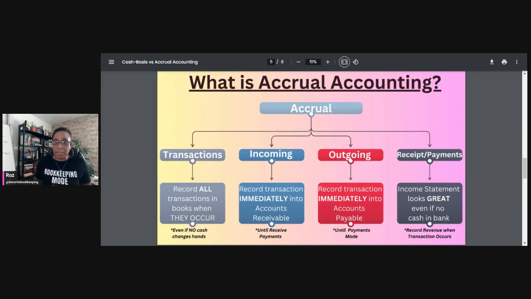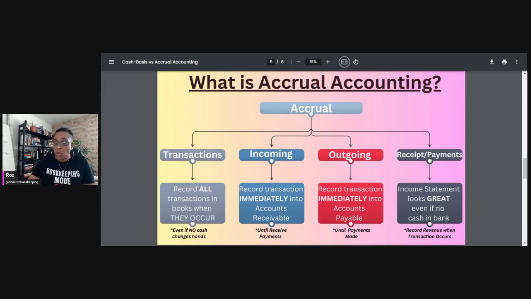And then there's incoming. So record transactions immediately into accounts receivable. Just like the example I just shared, you're going to record that income when the customer actually purchased on credit. You're going to record that immediately as accounts receivable. So that's part of your revenue.